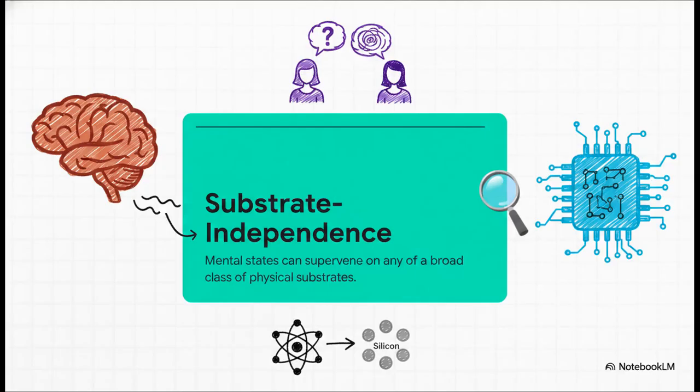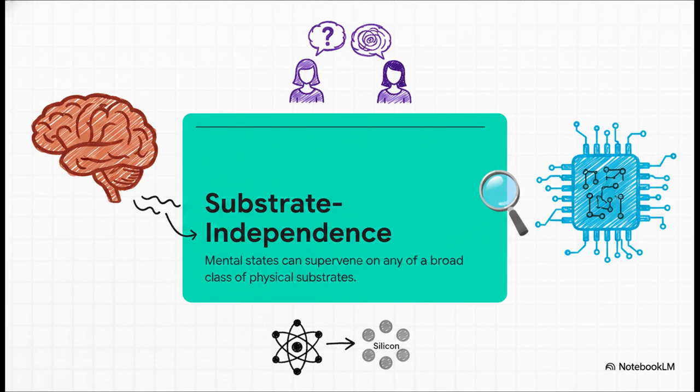Back in 2003, philosopher Nick Bostrom published a landmark paper with a highly provocative idea. He proposed that our universe might literally be a computer program. Now, to wrap our heads around this, we first need to understand a concept called substrate independence.